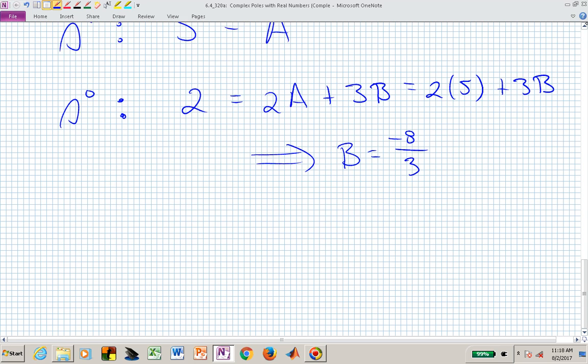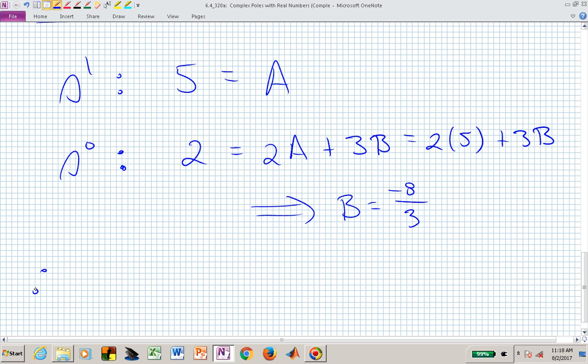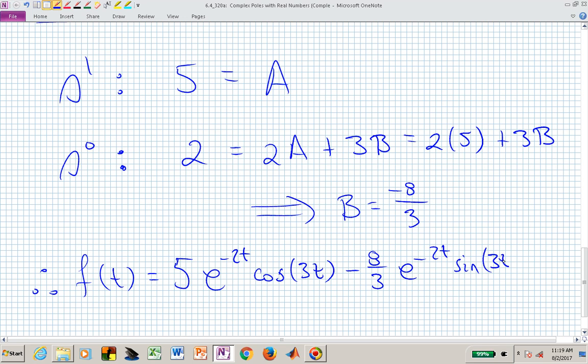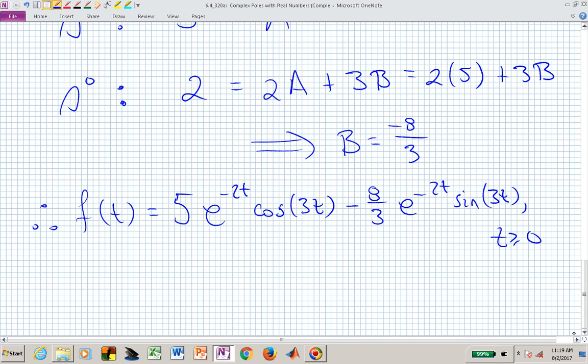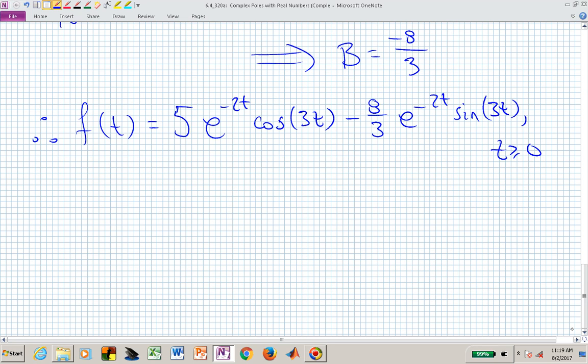So with these coefficients now found using real number arithmetic, f of t now is a, which is 5, weighting the exponentially damped cosine piece, which is e to the minus 2t cosine of 3t, minus 8/3 e to the minus 2t sine of 3t. And again, that's the one-sided Laplace transform, so this is valid. This formula starts at t equals 0 and marches on for all positive values of t, or this is true for non-negative values of t.